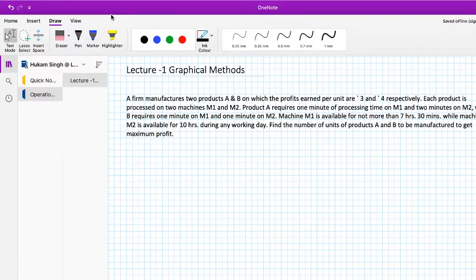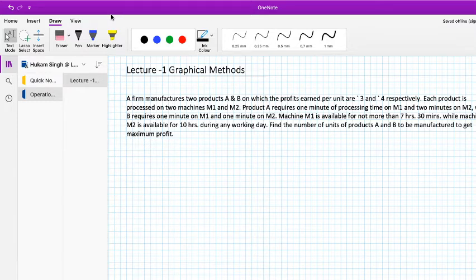So the first problem that we're going to solve is written in front of you. I'm going to read the problem for you. First of all, we are going to convert this problem into the standard LPP, and then we are going to find the solution of that standard LPP by using the graphical method.